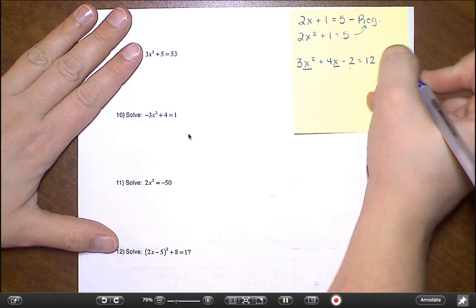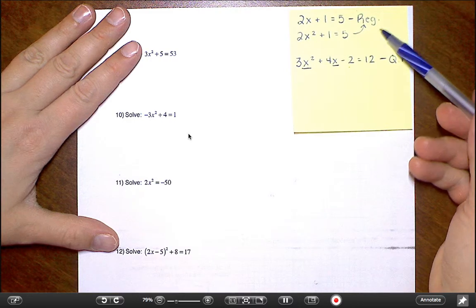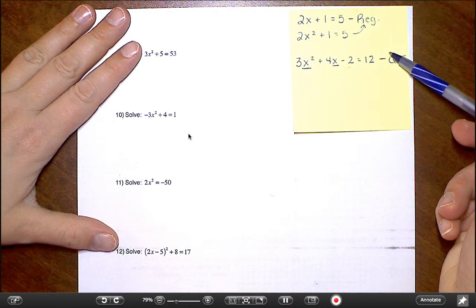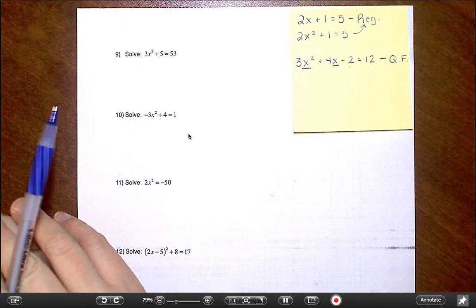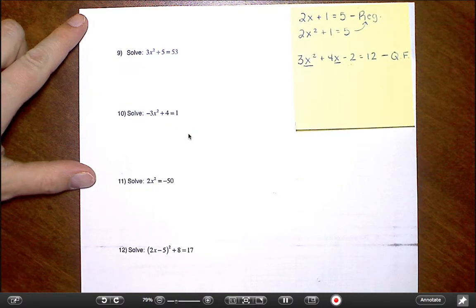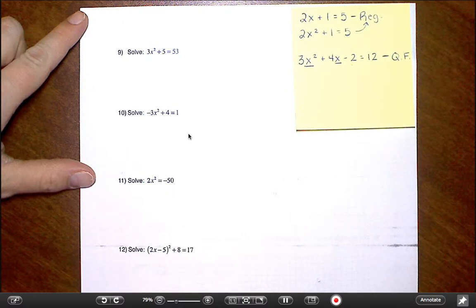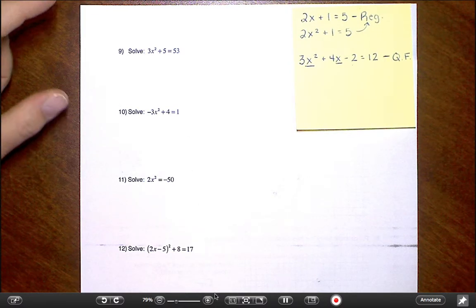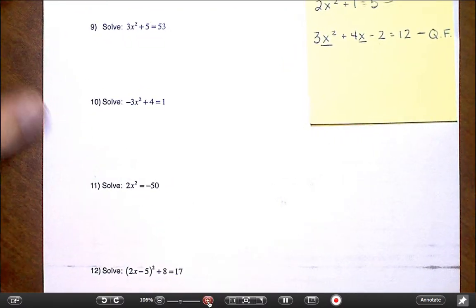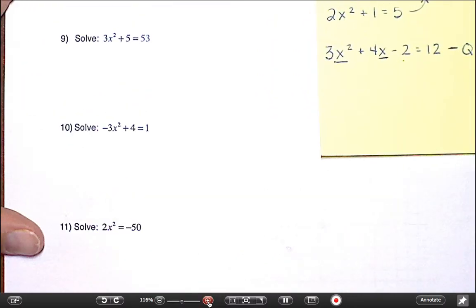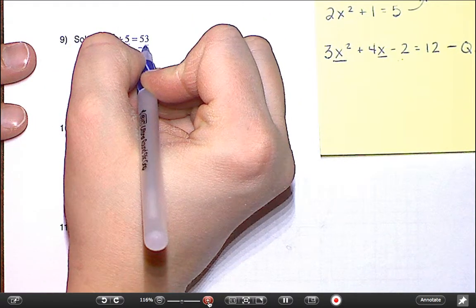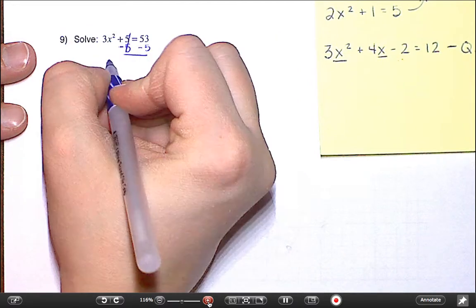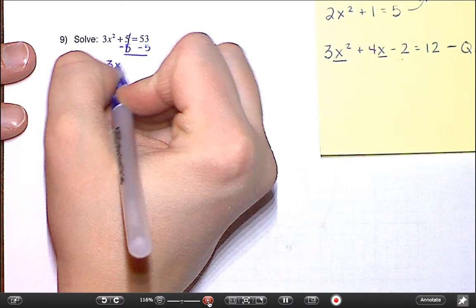So as we move down this page, some of the problems are going to require this, and some of the problems are going to require this. And so I want you to be paying attention to the differences between the two. So looking at number 9, number 9 is pretty straightforward. I can solve it just with inverse operations because I have an x squared, but I don't have an x. So I can subtract 5 from each side, just like we always would. That leaves me with 3x squared equals 48.